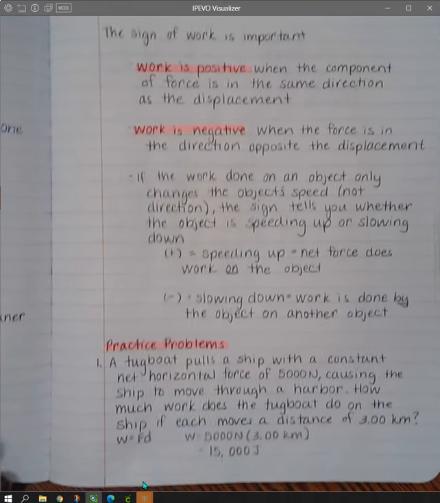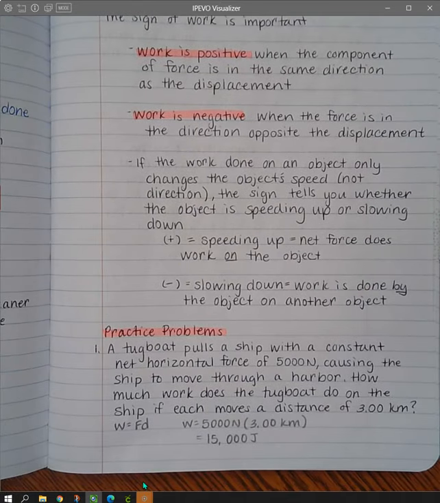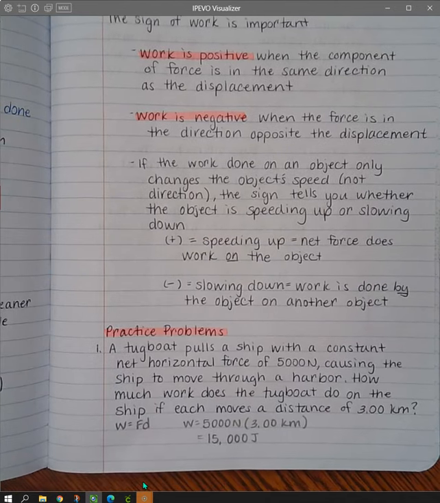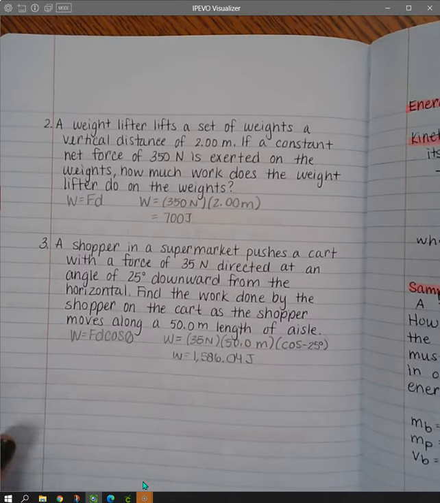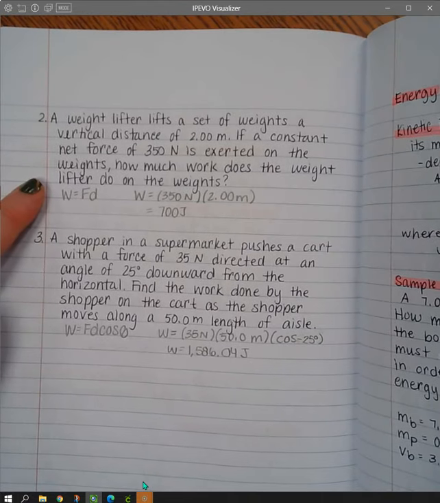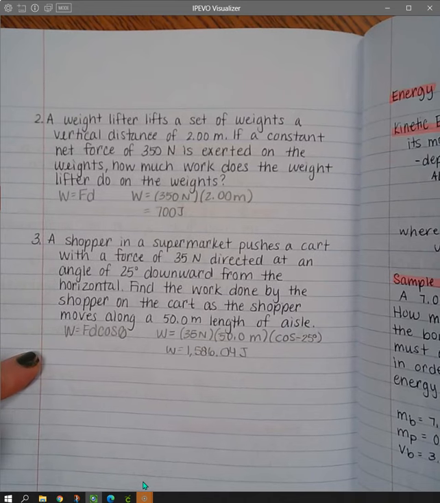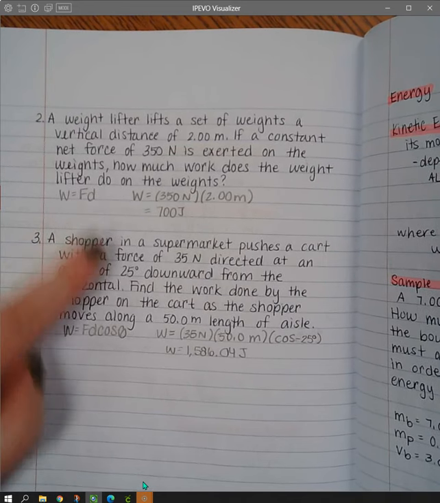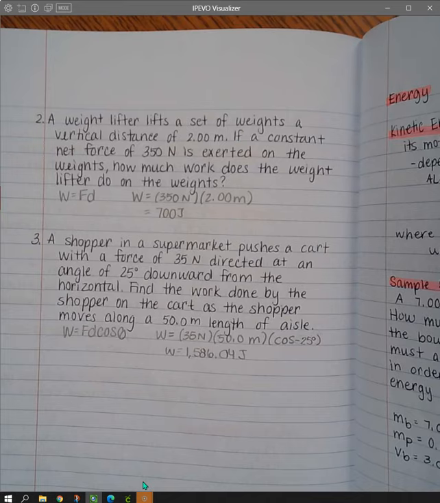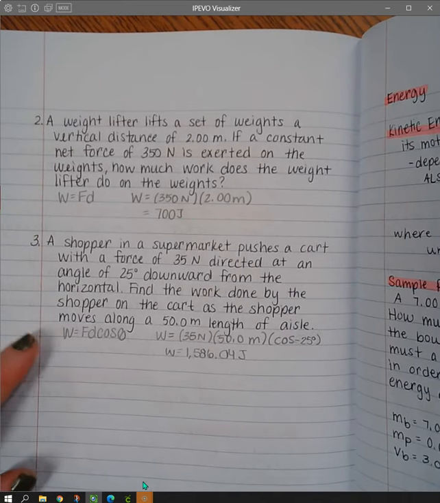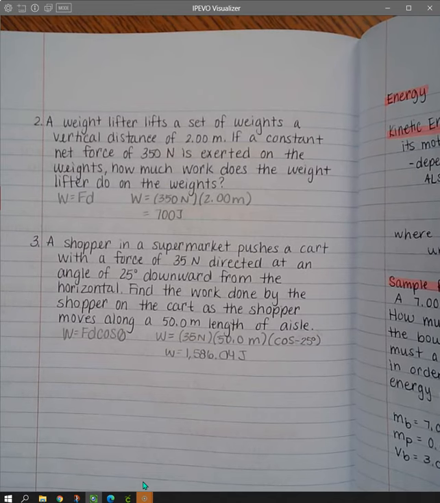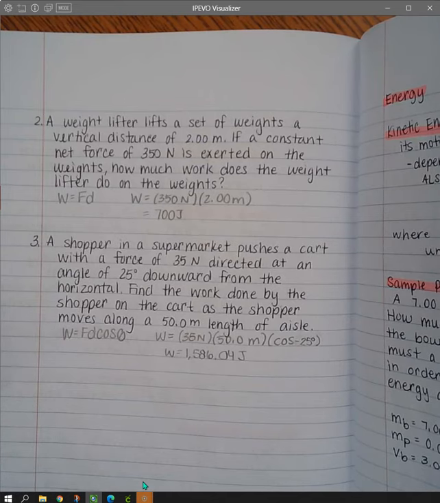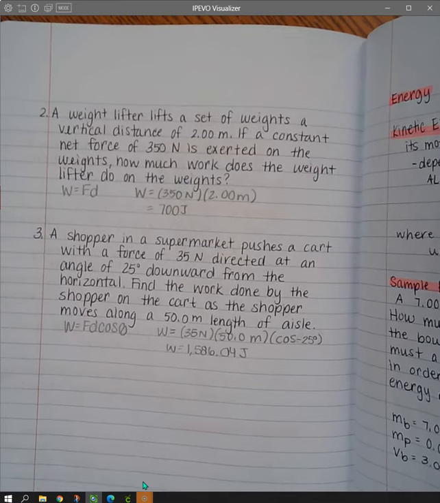Some other practice problems that you had from the other day, or from the notes, I think I included the tugboat problem, and maybe I didn't include the tugboat problem, but I'm pretty sure I included the weightlifter problem and the shopper in the supermarket, but these answers were already on the slides anyway. I'll double check. Whichever one I left out, I'll make sure I add that one onto the slides as well. So at this point, if you did not finish the practice problems, you'll go back and finish those practice problems and submit them for me.